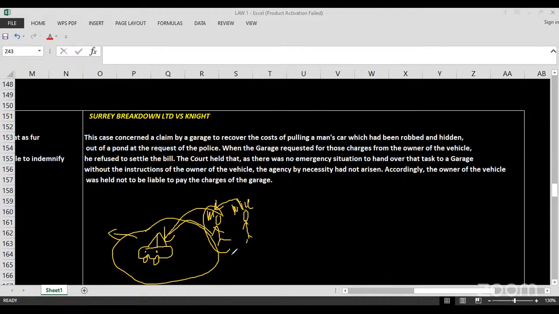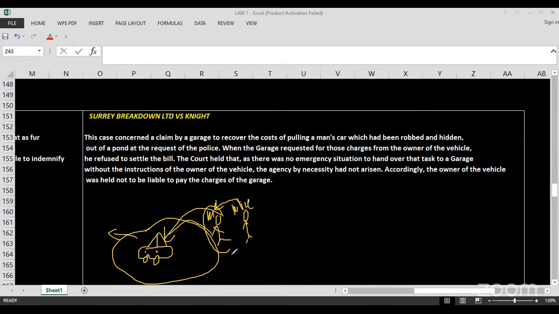The court held that as there was no emergency situation to hand over the task to a garage without the instruction of the owner of the vehicle, an agency by necessity did not arise. Accordingly, the owner of the vehicle wasn't held liable to pay the charges of the garage. What does that mean? The court is saying there is no emergency, it's not urgent to take it out. The police are just asking him to do so, as a help, to help take it out.